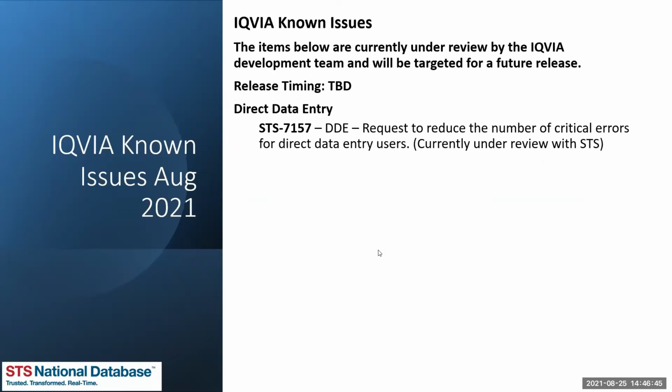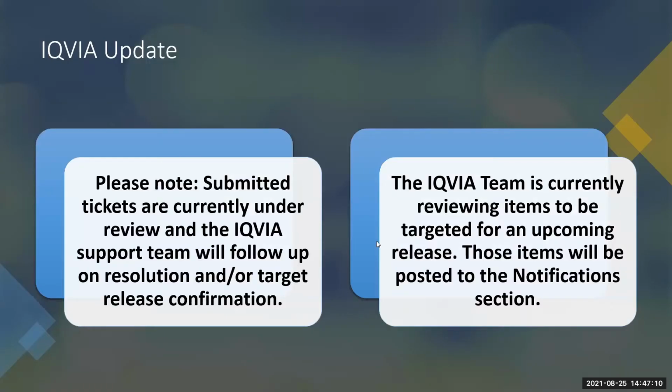And finally, next slide, there's one more item for direct data entry users in particular. This is kind of related to what they were discussing earlier. STS 7157, we have received reports that the critical errors on the form for direct data entry users is cumbersome and disrupts your workflow. And so we are working with the STS to address those concerns. And I think that's all I had.